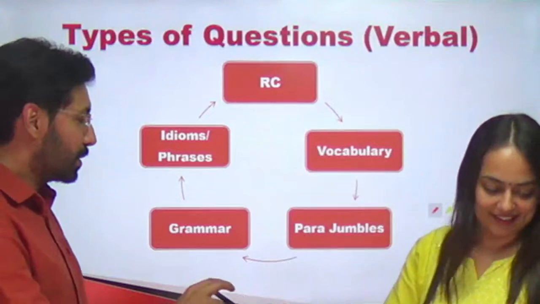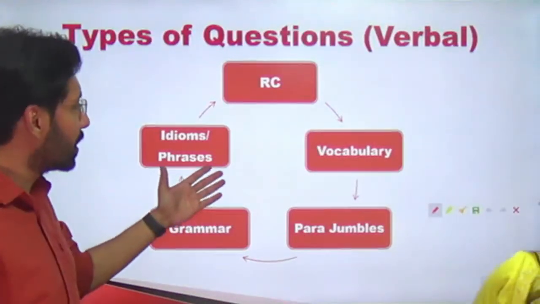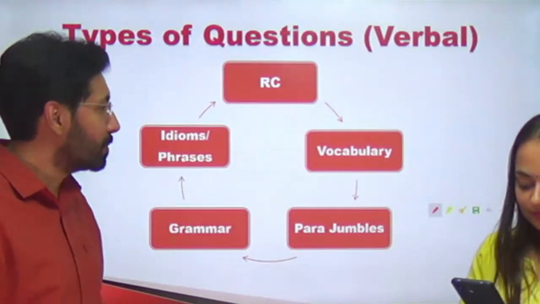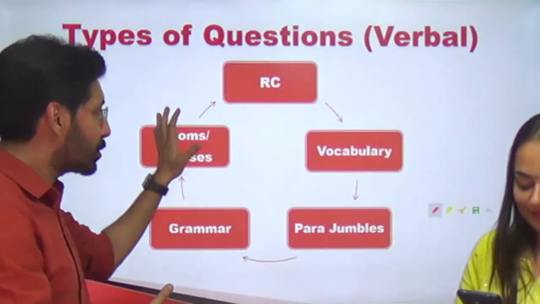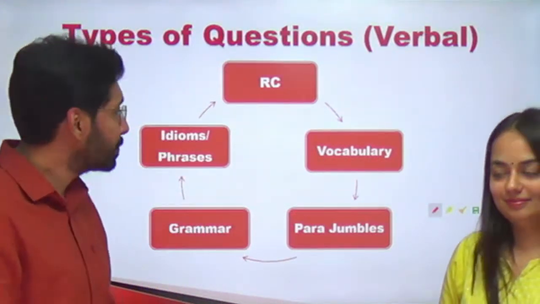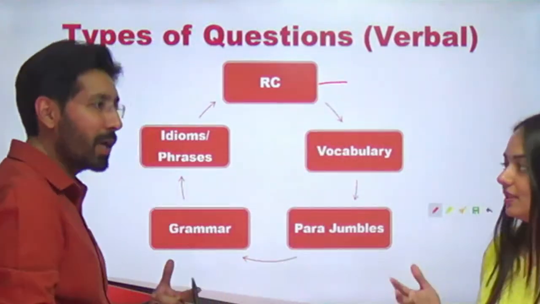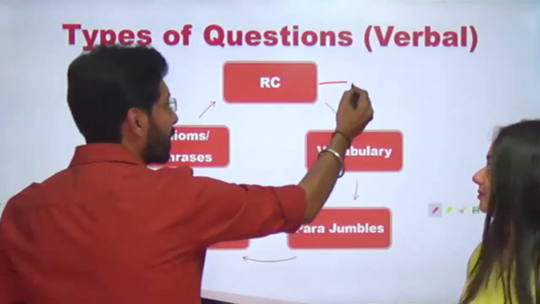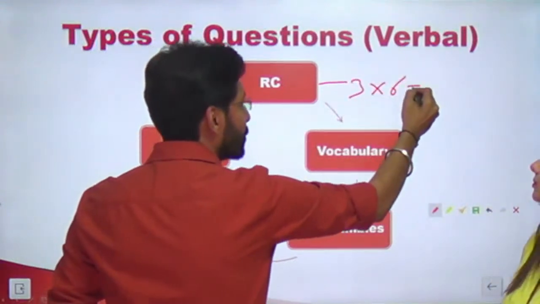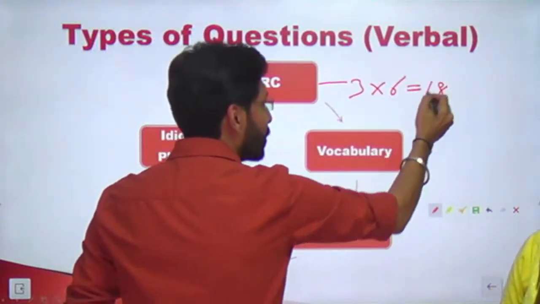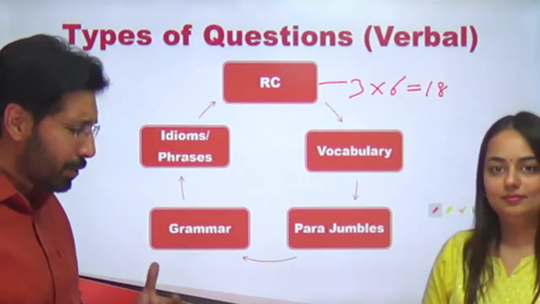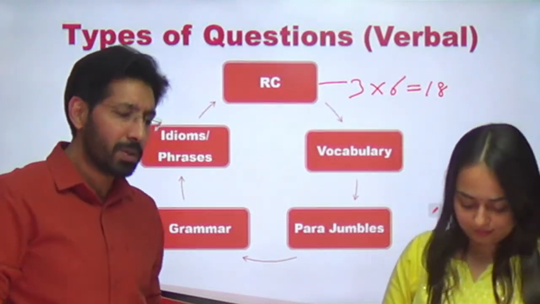All right. So, guys, we will be having this kind of mix of questions and topics in our verbal section. We'll get RCs. We'll be having three RCs, and every RC will have 6 questions. So, in total, we are going to get 18 questions from the RC. How to go about RC? This is one of the questions.